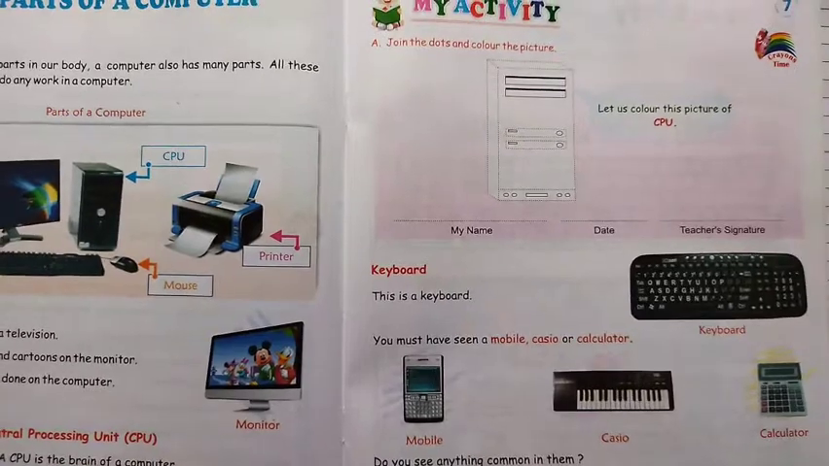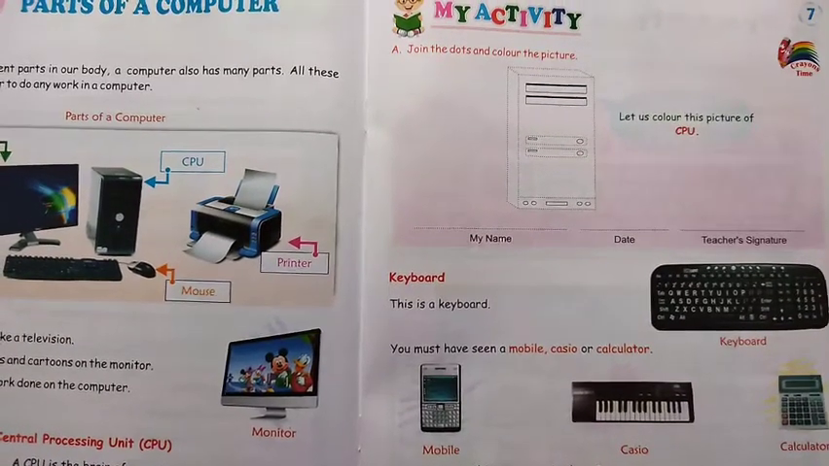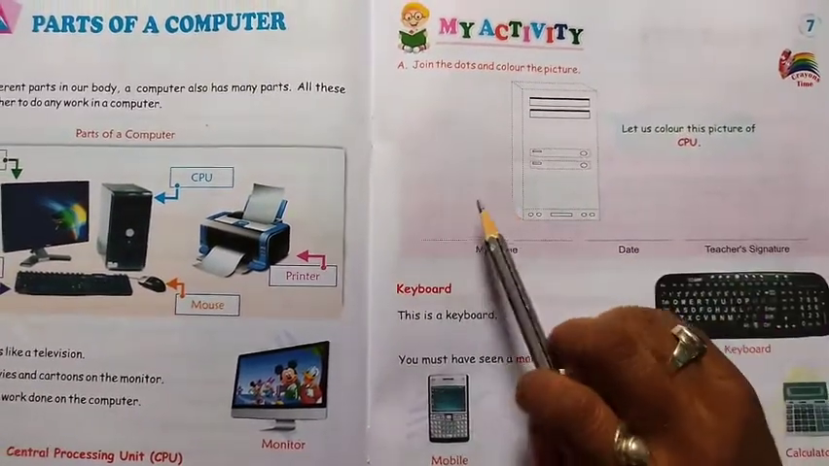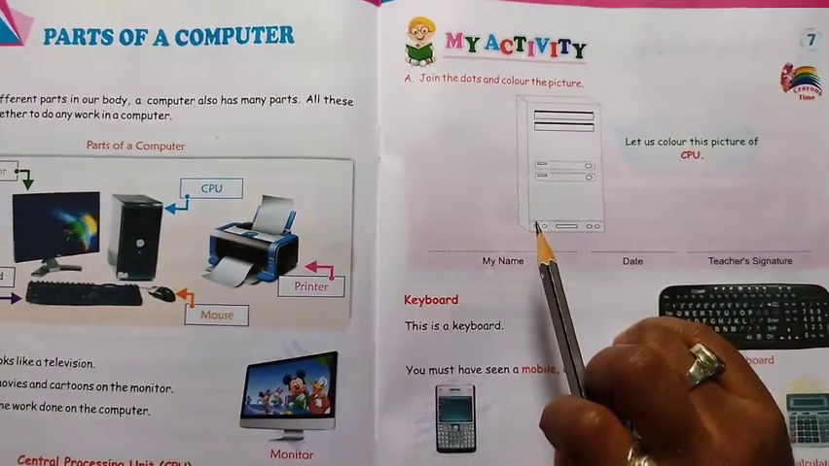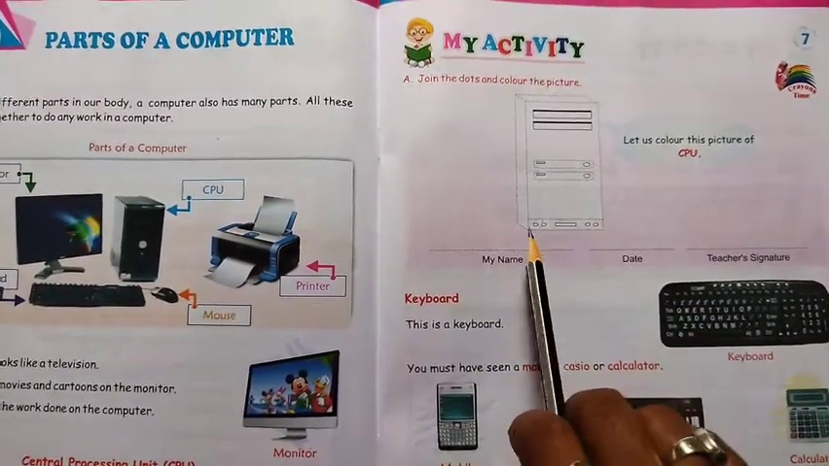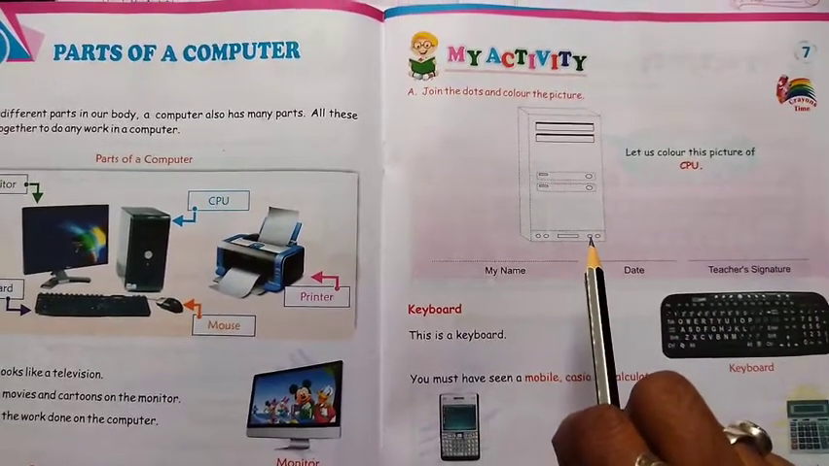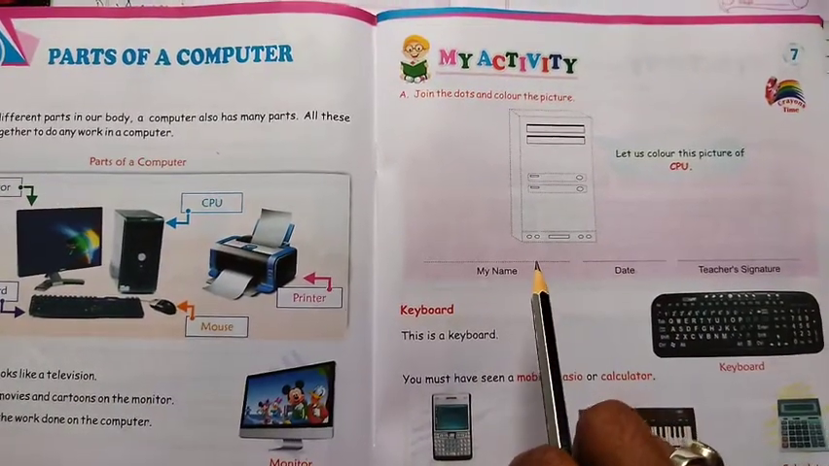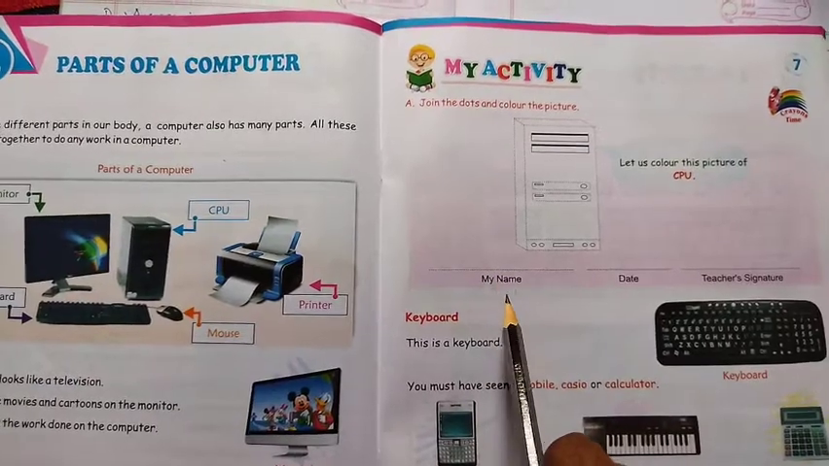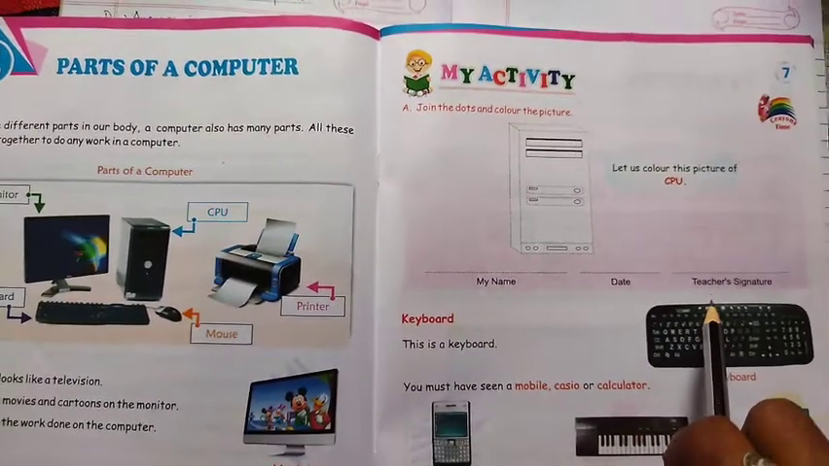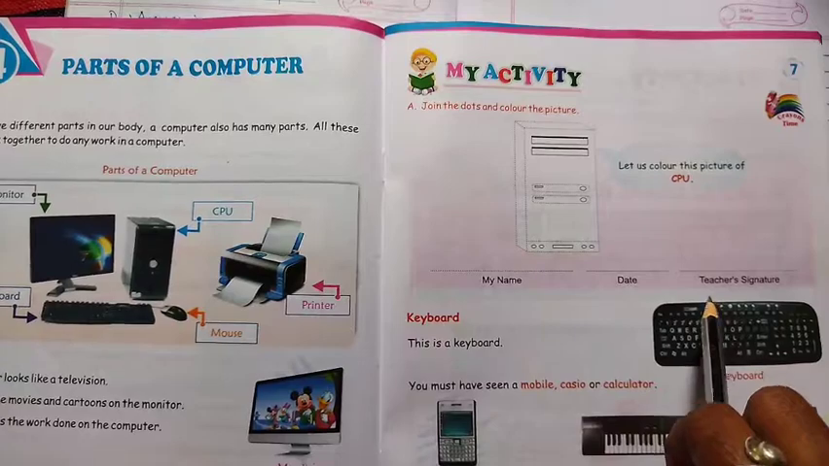Now this is an activity you have to do. Join the dots and color the picture. Now let us color the picture of CPU. You have to do it by yourself. You have to join all the dots. Take the help of a scale and do it. Write your name, date and teacher's signature. Later on I will do it.